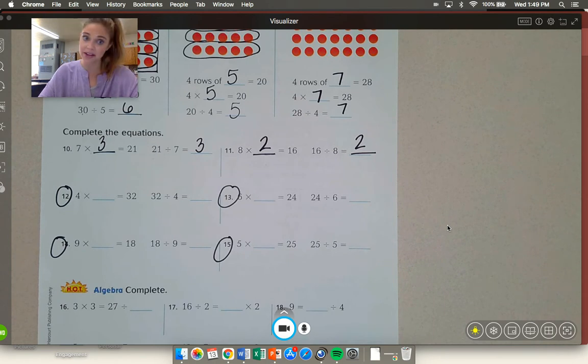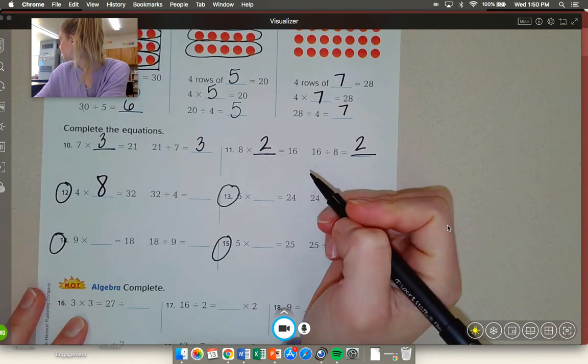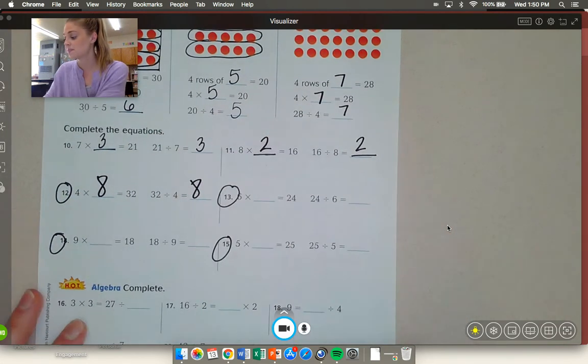All right, so now that you hopefully have all of those blanks filled in, we're going to do number 12. 4 times blank equals 32. If you didn't know the answer to this, then you'd have to do counting by 4s until you get to 32. So 4, 8, 12, 16, 20, 24, 28, 32. So that was 8 times. 4 times 8 equals 32, which means 32 divided by 4 equals 8.